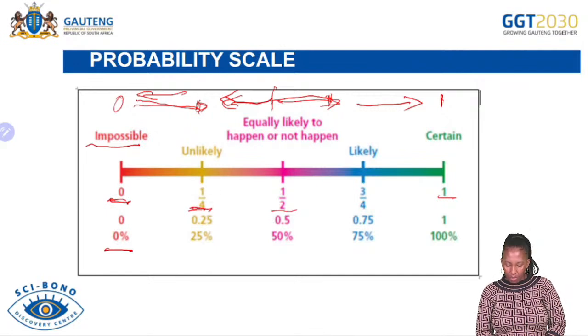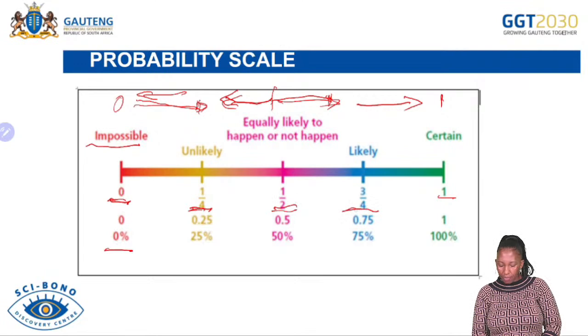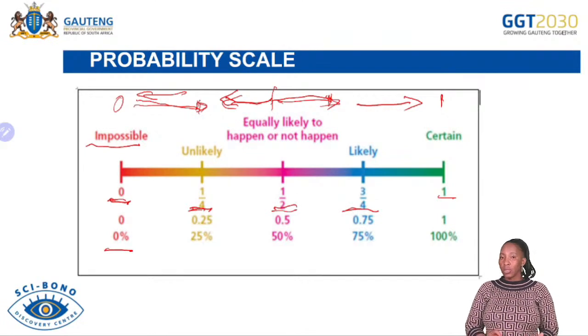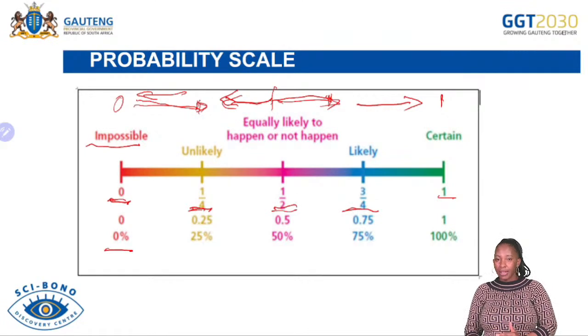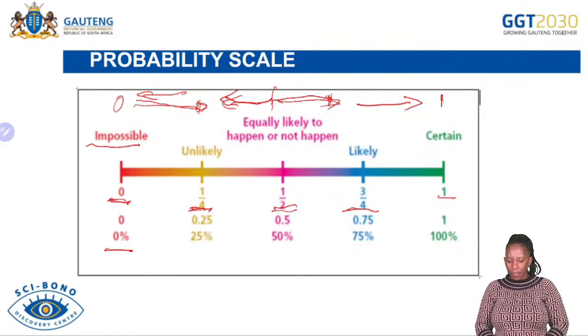On a quarter fraction, then it's unlikely to happen. And then with a half, remember I said it's 50-50. With a 3/4, meaning it's closer to happening. It cannot happen, but it's closer to happening. So that means there are chances that this is going to happen, likely to happen. And then with certainty, now we are so certain that it is going to happen.